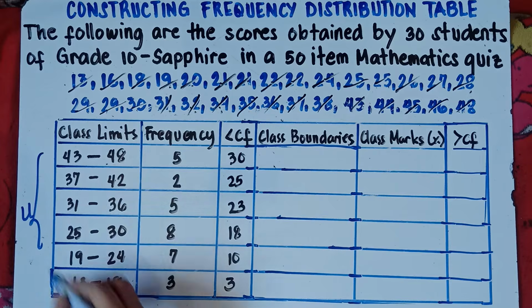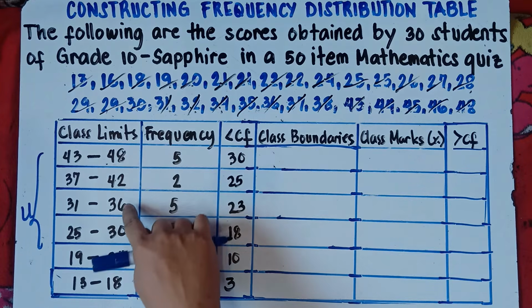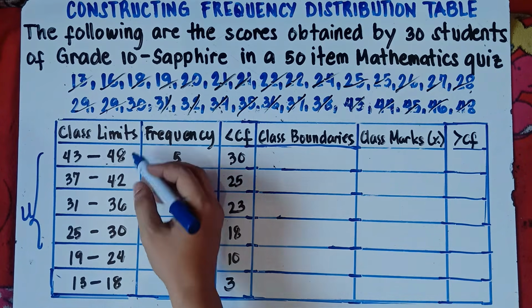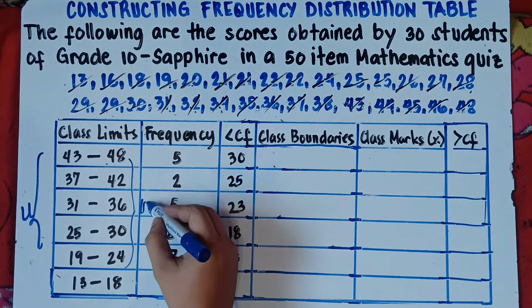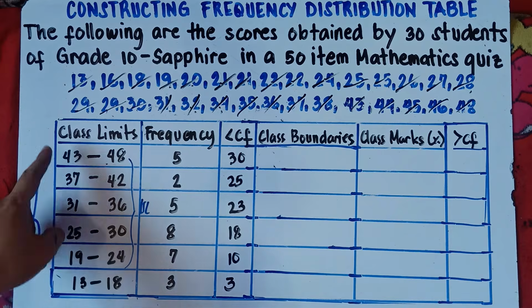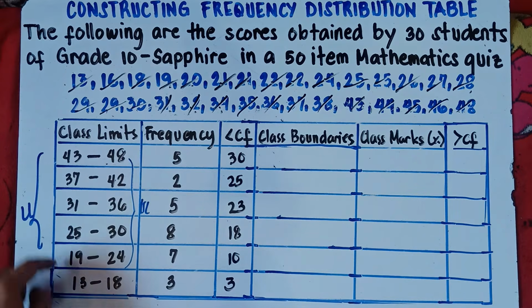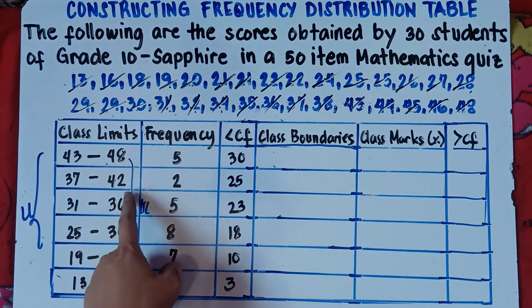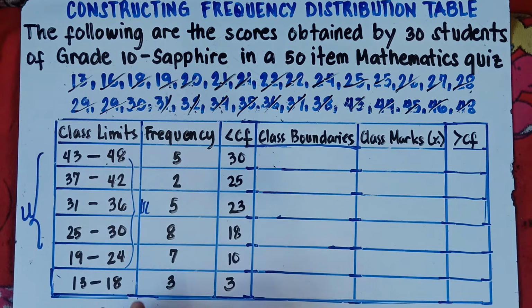These are the lower limits. This 48, 42, 36, 30, 24, 18. This will be the upper limit. So to get class boundaries, simply subtract 0.5 to the lower limit. Once again, these are the lower limits. Then 48, 42, 36, these are the upper limit.